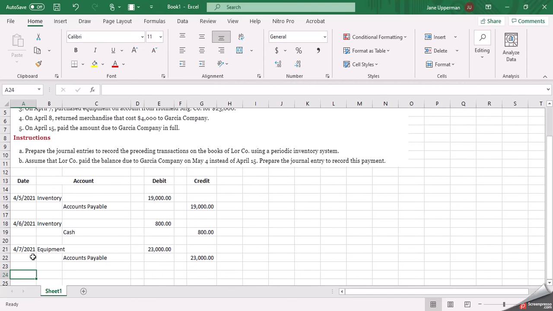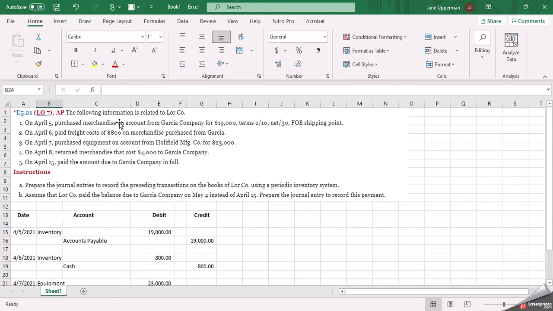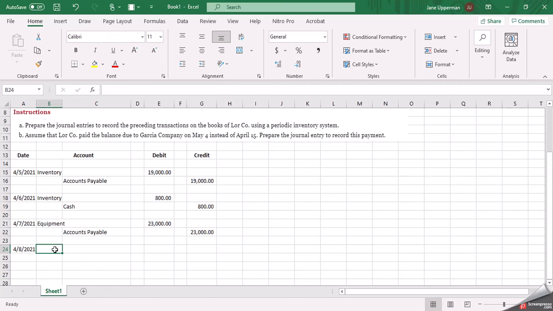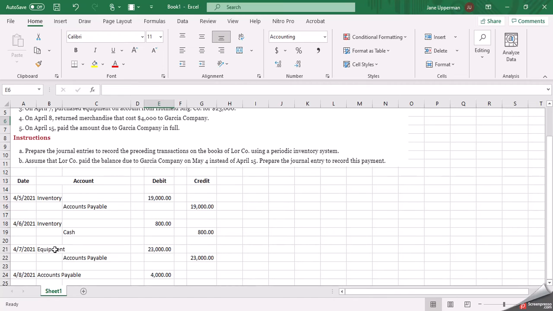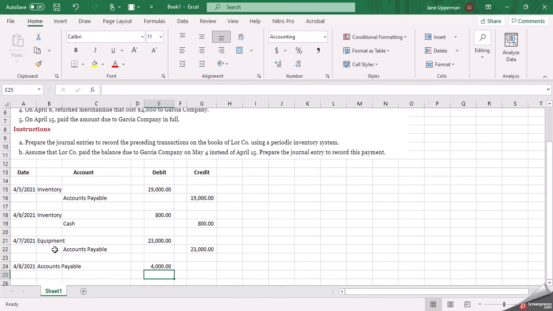Okay, then on April 8th, we returned some of the merchandise. So we are going to reduce what we owe. Our first transaction was to the Garcia Company. So here's where we set it up. We charged inventory and we set up the accounts payable. Now if we return it, we're going to reduce what we owe them. So to reduce that accounts payable, we debit it for the amount that we return, which is $4,000, right? And then we also need to take it out of our inventory because again, we returned it.